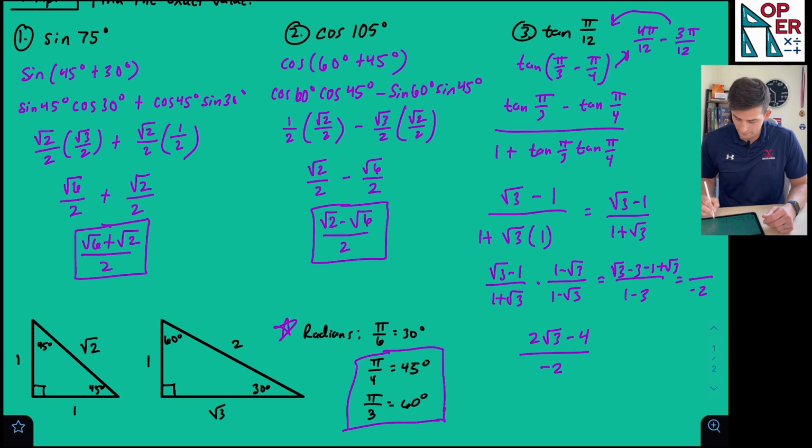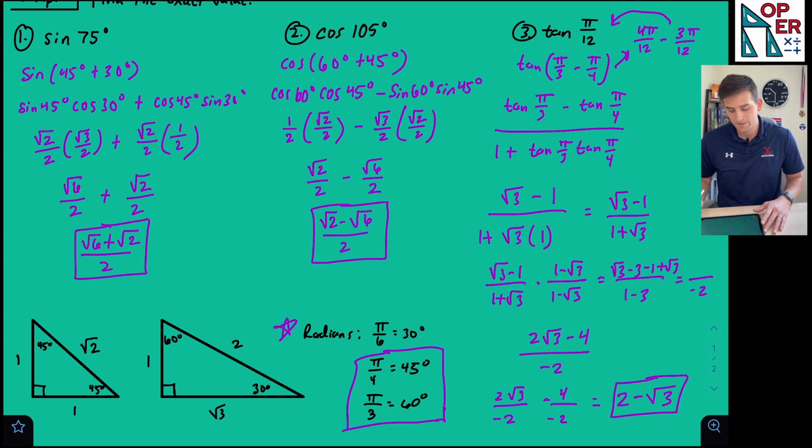So now we could separate that fraction. So we have 2 root 3 divided by negative 2, and then we would have minus 4 divided by negative 2. We'll flip the sides here. So negative 4 divided by negative 2 would be 2, and then we have 2 root 3 over negative 2, which would be minus root 3. So this would be just 2 minus root 3, okay?